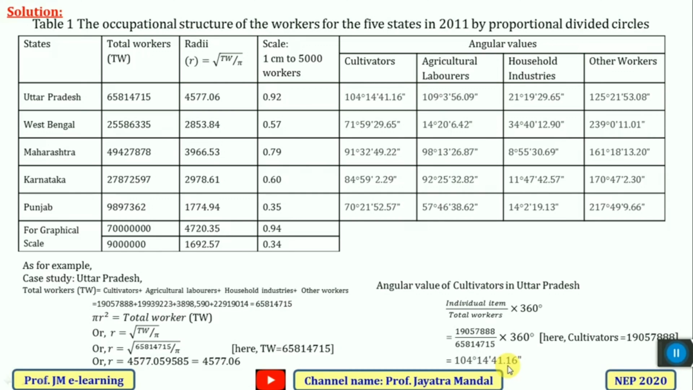Rule for calculator: press 1905788 divided by 65814715 into 360 degree equal to, you will get 104 degree 14 minute 41.16 second. In this way, you will calculate all other values.